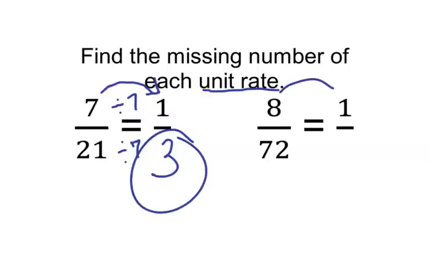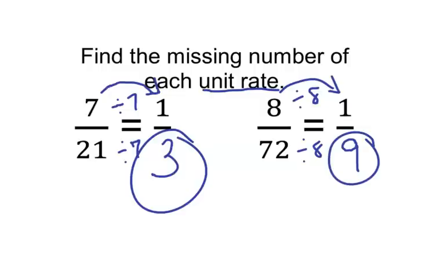All right, how about 8 down to 1? Well, once again, just divide by itself. 8 divided by 8 is 1. So what is 72 divided by 8? That is 9, right? Because 9 times 8 is 72. So the missing number for that one is 9. So that's all there is to those. And let's move on to the next one.